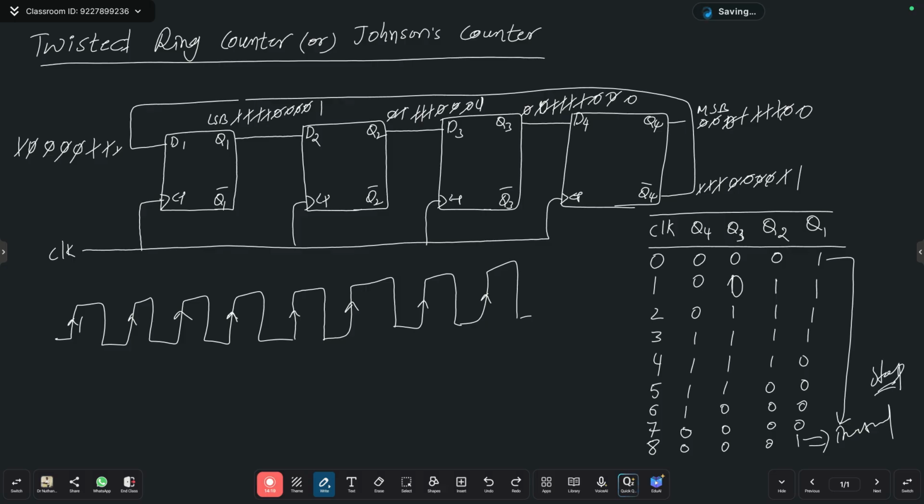Are you clear? Are you clear? If this is a twisted ring counter or Johnson counter, when you observe this, it is almost similar. Only the thing is, we are giving the ring for the complement line. That is why it is taking 8 clocks. So direct ring counter, we have only 4 clocks or 4 bits. But here 8 clocks. Are you clear? So this is the difference between ring counter and twisted ring counter. Okay.